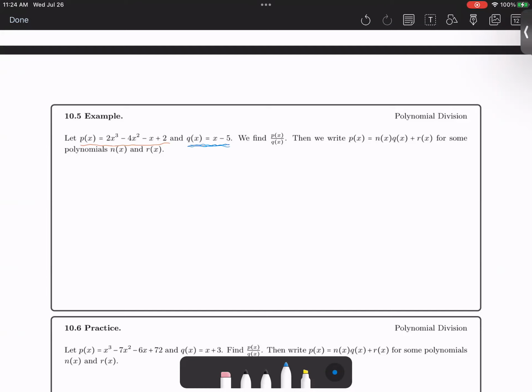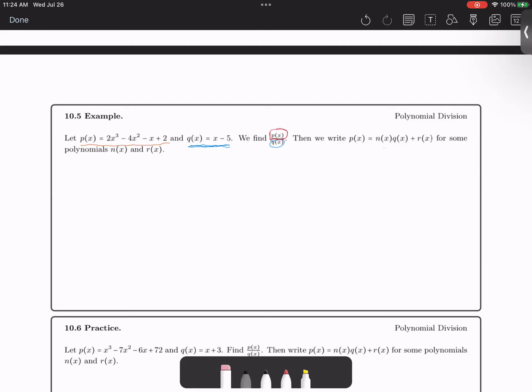And I want to divide that 1 degree polynomial into the third degree polynomial. I want to see how many times I can fit q of x into p of x. And then I want to decompose the big polynomial in terms of the smaller polynomial and then plus some remainder. So this is the exact same thing that we just did with real numbers, but now we're going to do it with polynomials.